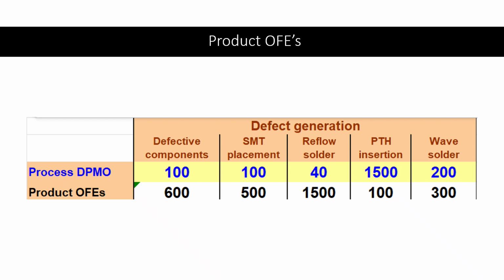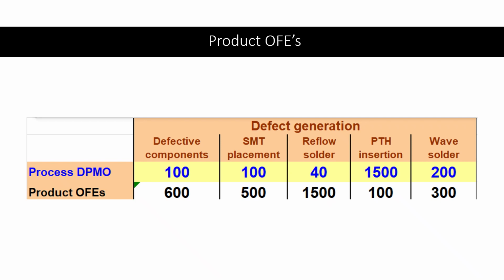In our electronic assembly example, we have 500 SMT components and 100 PTH, therefore these are the corresponding OFEs for the placement and insertion operations. Total components used per board is, therefore, 600. The 500 SMT components have a total of 1,500 solder joints, therefore, these are the reflow solder OFEs. The 100 PTH components have a total of 300 solder joints, wave solder OFEs.